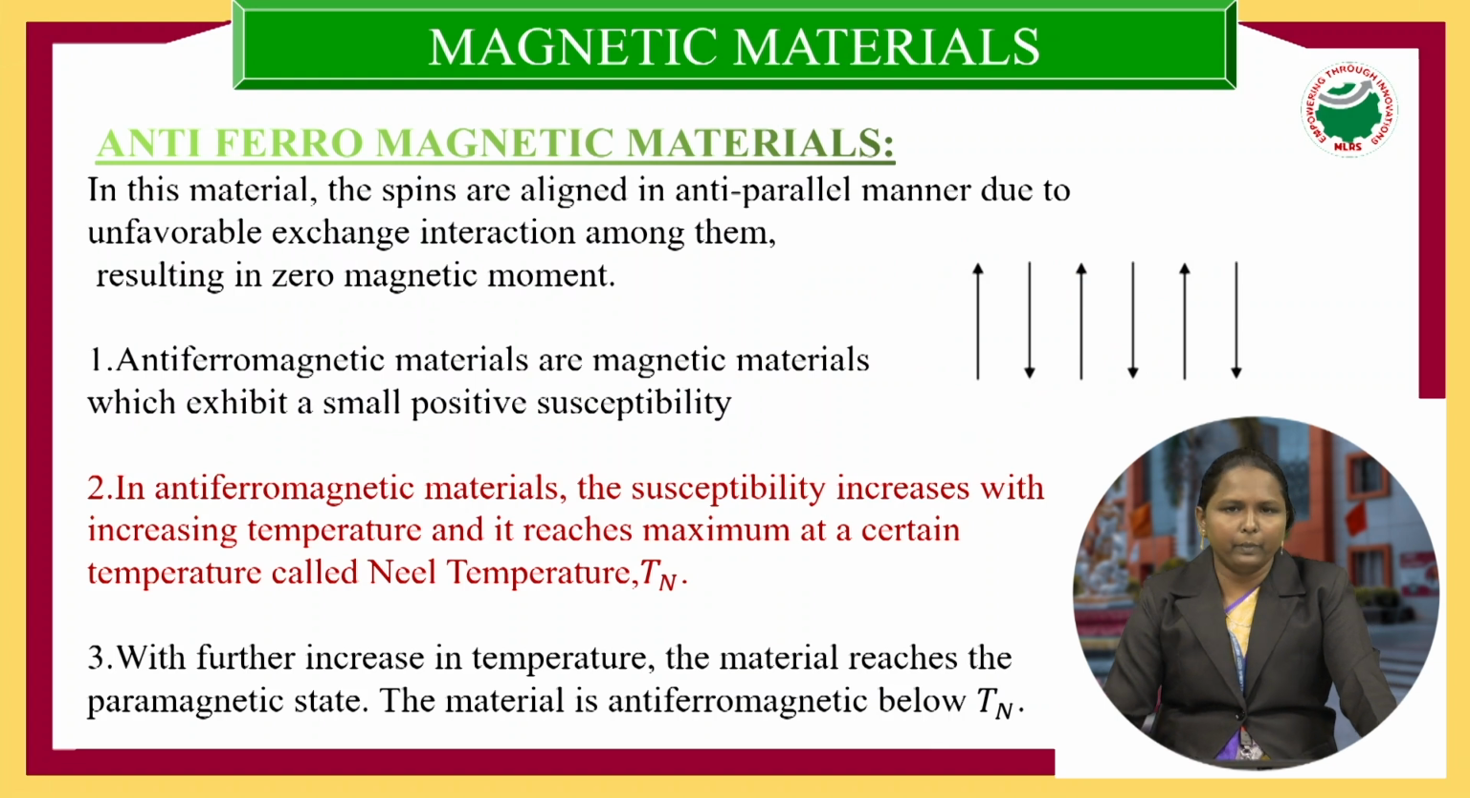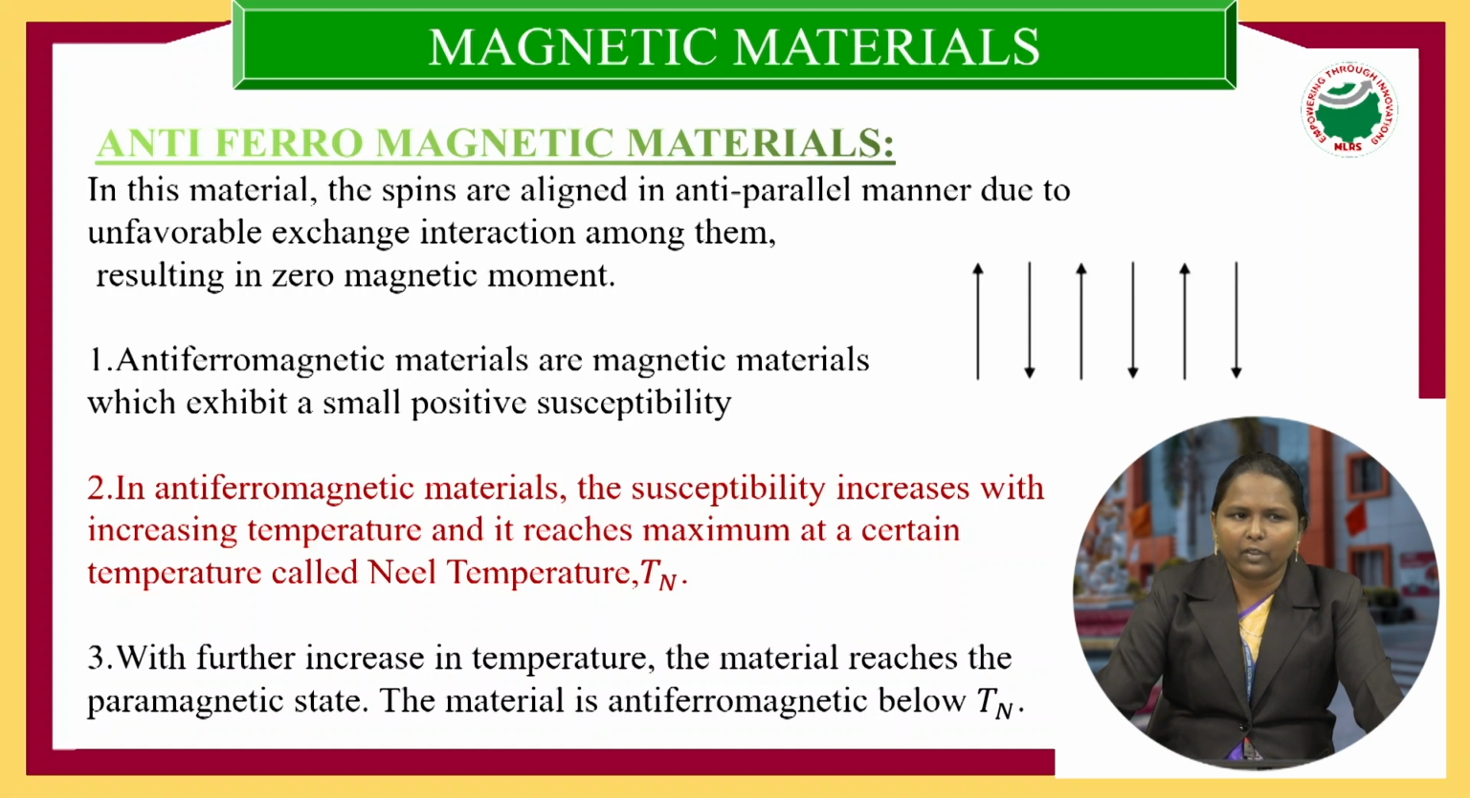So the next type of materials are antiferromagnetic materials. Antiferromagnetic materials are also one of the types of ferromagnetic materials. In these materials, the spin alignment is in an anti-parallel manner. Completely, the dipoles are anti-parallel with neighboring dipoles, because of the unfavorable exchange of interactions among them.